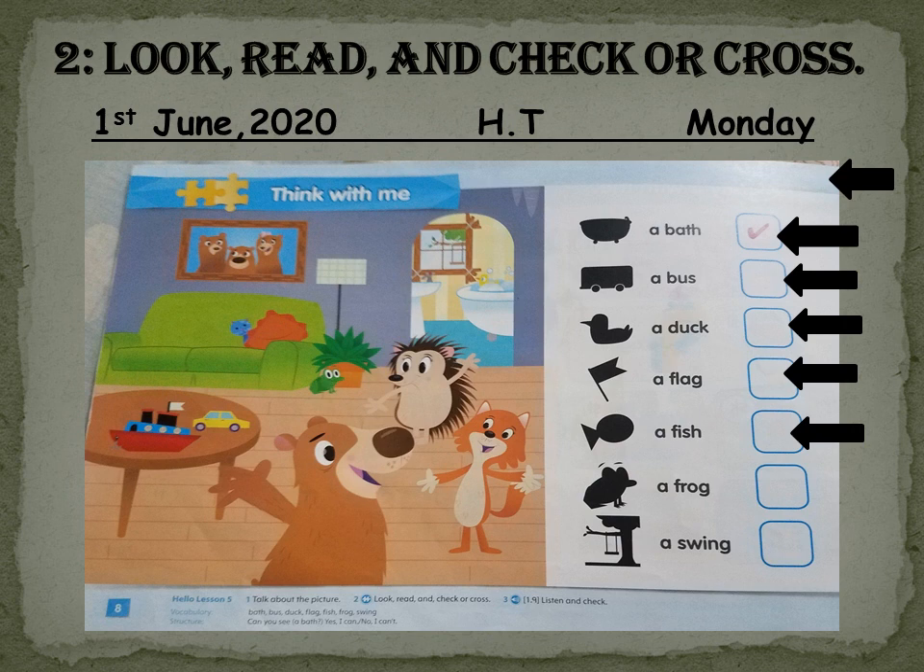Digraphs are coming in these words. Like th is coming in bath, ck is coming in duck, fl is coming in flag, sh is coming in fish, and the next one is fr. Fr says fr. Fr is coming in frog. The second last picture is about a frog. Let's find out. Yes, there is a frog in green color. So make a check mark in the box in front of a frog.